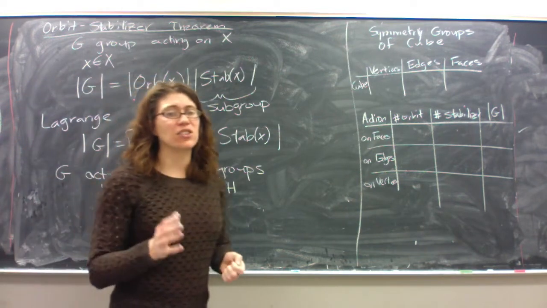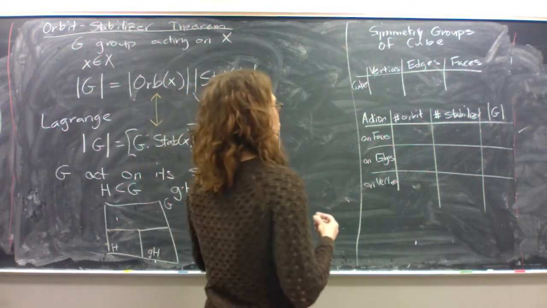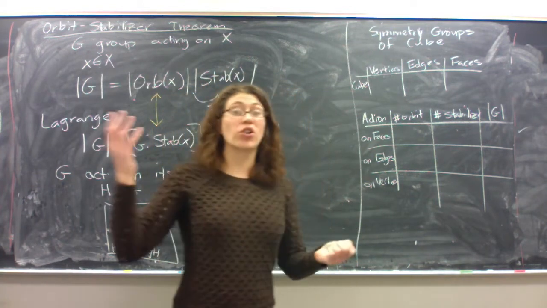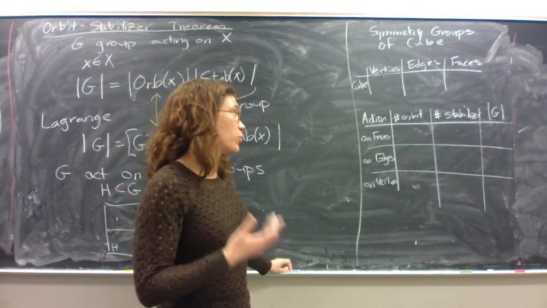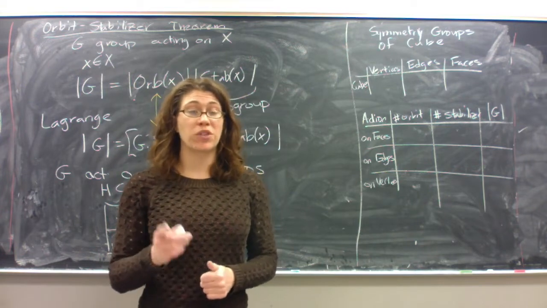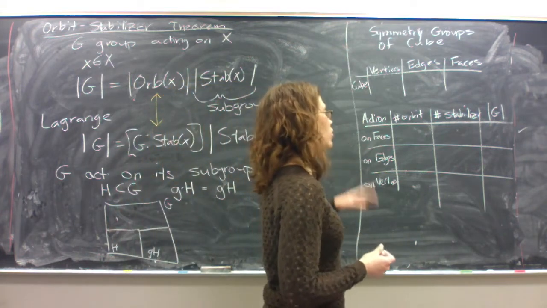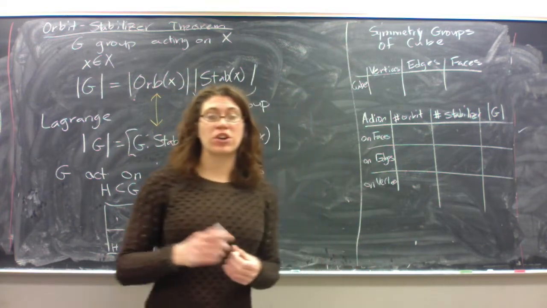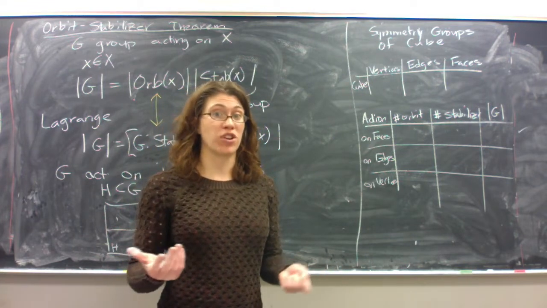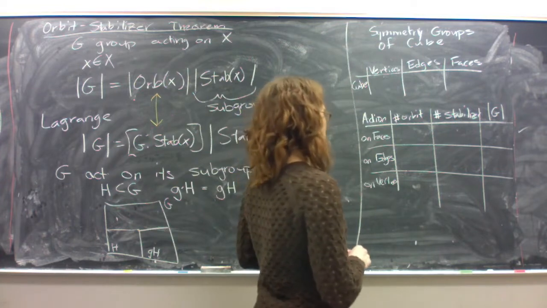Okay, and I'd like to do an example of how we can use the Orbit-Stabilizer theorem to compute the order of the group, for instance, if we don't know it. So I will do an example where we already know the order, which is the symmetries of the cube. However, we could apply this to symmetries of any of our favorite objects, and the same method would work.